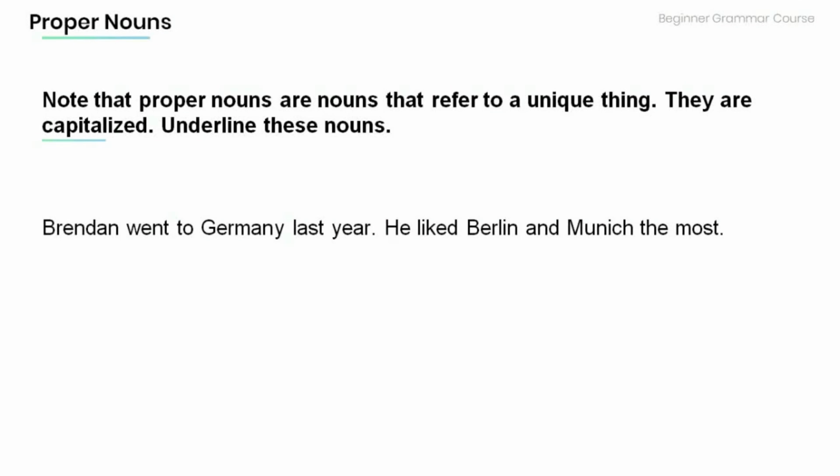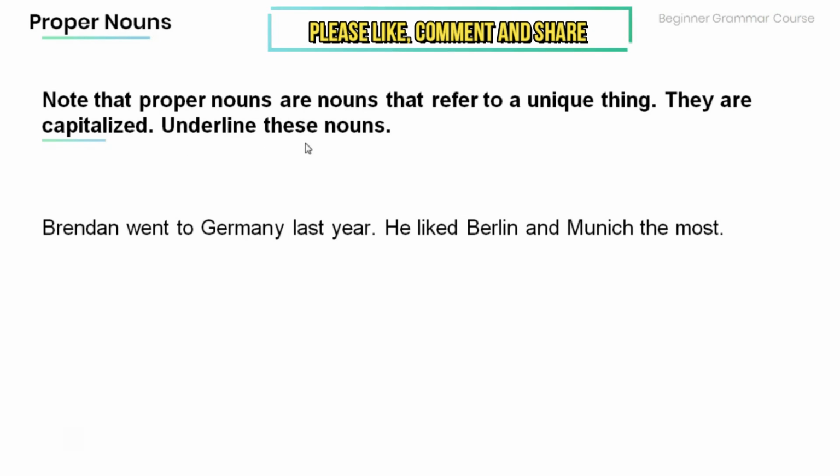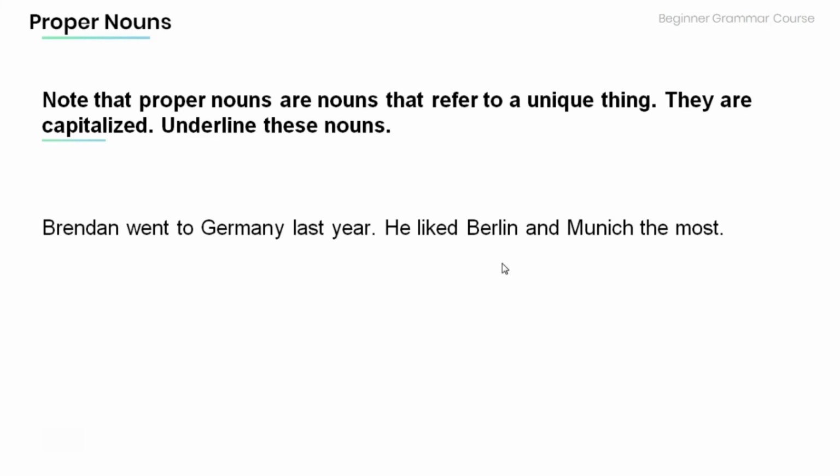Now, let's review some points and practice a bit. I want you to read the following sentences and underline the nouns that refer to a unique thing. Brenda went to Germany last year. He liked Berlin and Munich the most. Brenda, Germany, Berlin, Munich. Name of a person, country, city, city.